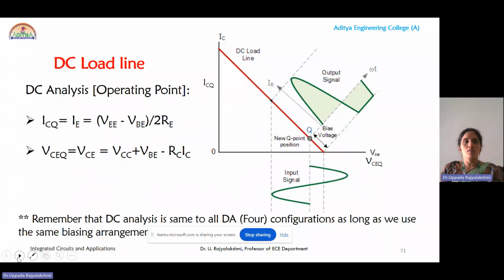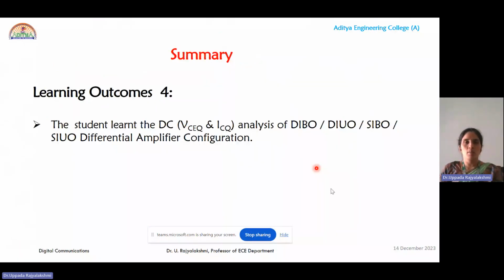With this we can wind up module 4 of integrated circuits and applications. I think the students learned the DC analysis, that is the calculation of VCEQ and ICQ, for all the 4 configurations, that is dual input balanced output, dual input unbalanced output, single input balanced output, and single input unbalanced output. Because the calculation part, like the DC analysis, will remain the same for all the 4 configurations.